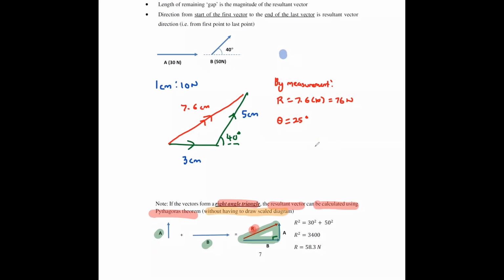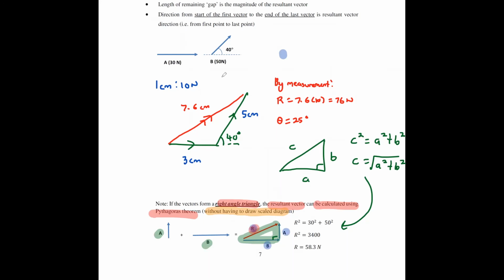Recall that under Pythagoras theorem, for a right angle triangle with sides A, B, and C, C squared is equal to A squared plus B squared, such that C is equal to the square root of A squared plus B squared. Applying it to this example here, R squared is equal to A squared plus B squared, giving us R squared equals 30 squared plus 50 squared. If we were to simplify all the way to the end, the resultant is actually equal to 58.3 Newton.